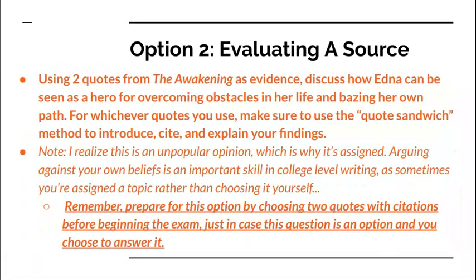Option number 2 has to do with looking at a source. In this case, you are looking at The Awakening. And if this option is on the exam, you will need to discuss how Edna can be seen as a hero for overcoming obstacles in her life and blazing her own path. For whichever quotes you use, make sure to use the quote sandwich method to introduce, cite, and explain your findings.